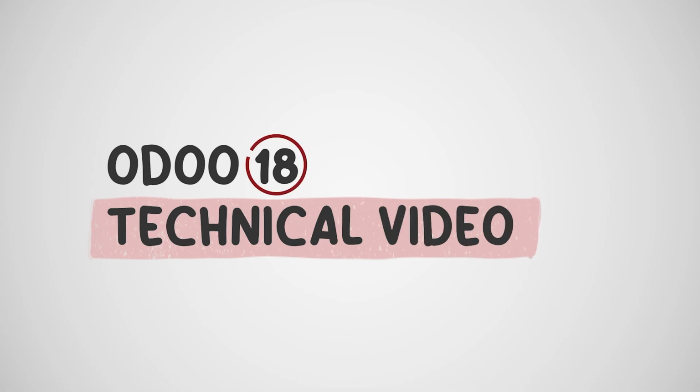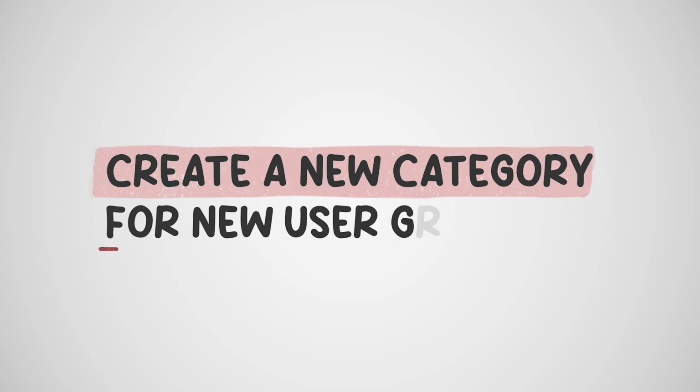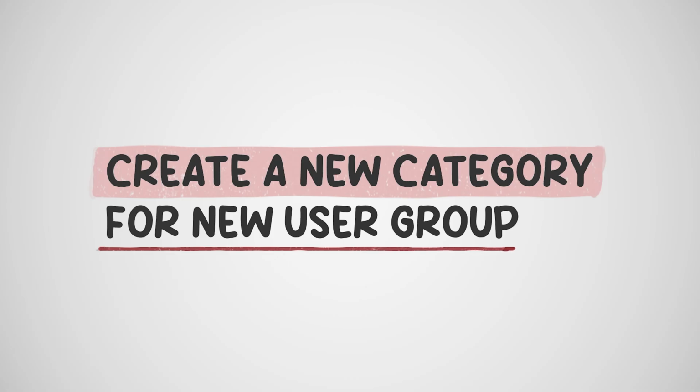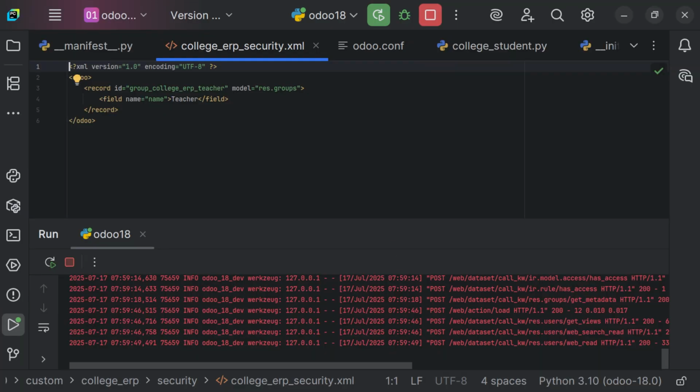In today's video, we're going to discuss how to create a new category for a new user group. In the previous video, we already talked about how to create a new user group in Odoo 18. Now, in today's video, we are going to discuss the creation of a new category.